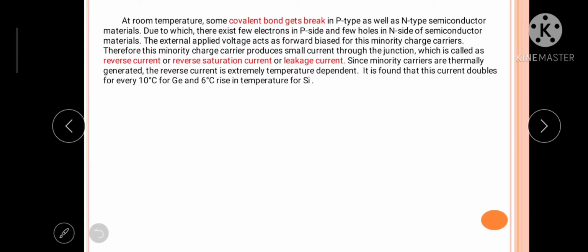At room temperature, some covalent bonds get broken in P-type as well as in N-type semiconductor materials, due to which there exist few electrons on the P side and few holes on the N side of the semiconductor material. The external applied voltage acts as a forward bias for these minority charge carriers. Therefore, these minority charge carriers produce a small current through the PN junction, and this small current is called reverse current or reverse saturation current, or even leakage current.